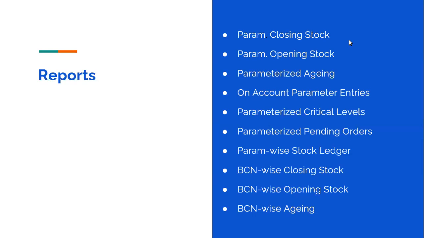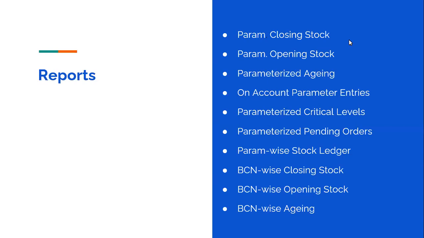Now, these are the kinds of reports we can get through parameters. First, parameter-wise closing stock means that if you sell or purchase a particular parameter item, you can get the stock according to your parameter. If you have filled in your opening stock in the item master at parameterized level, you can get this report from parameterized opening stock.